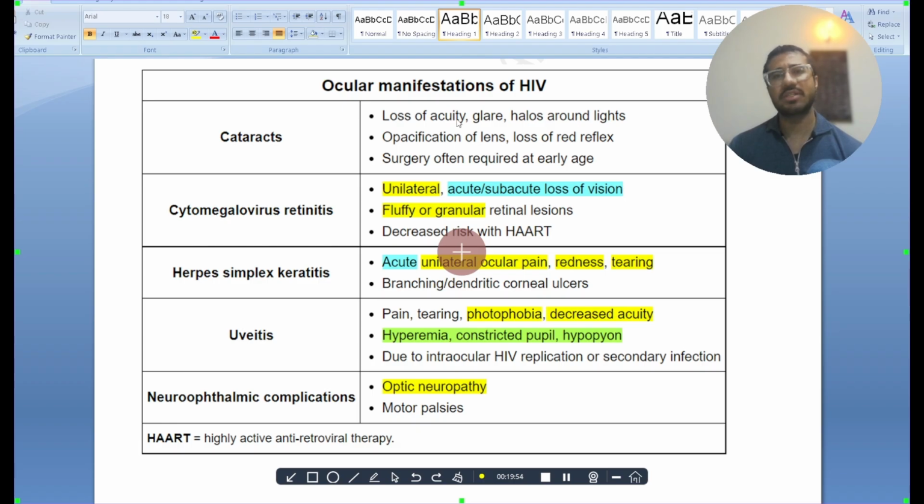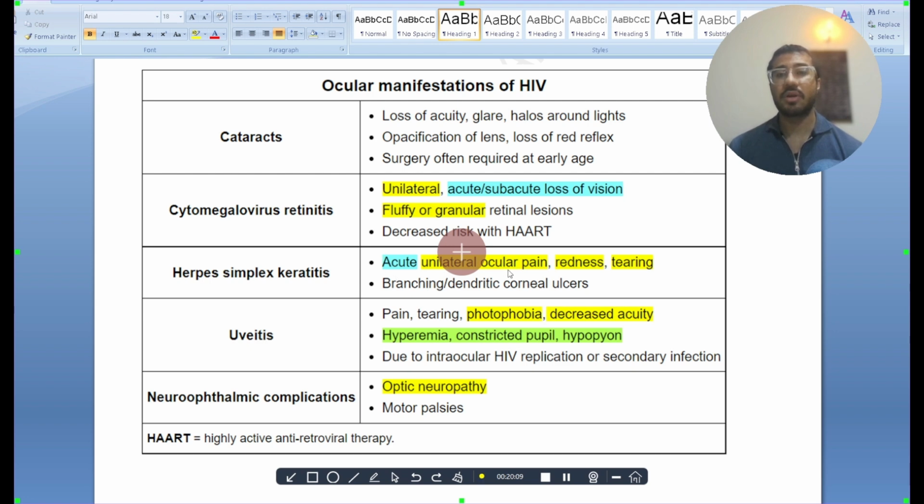Cataracts, it's going to be the same. Halos around the lights, progressive in nature, opacification of lens. Initially, no loss of red reflex. Afterwards, loss of red reflex. Surgery required if a lot of problem is being caused.